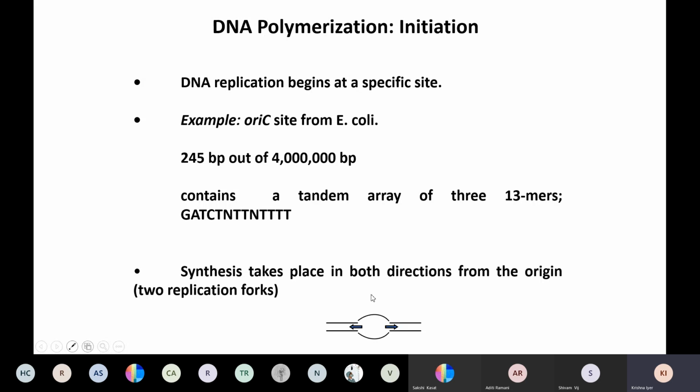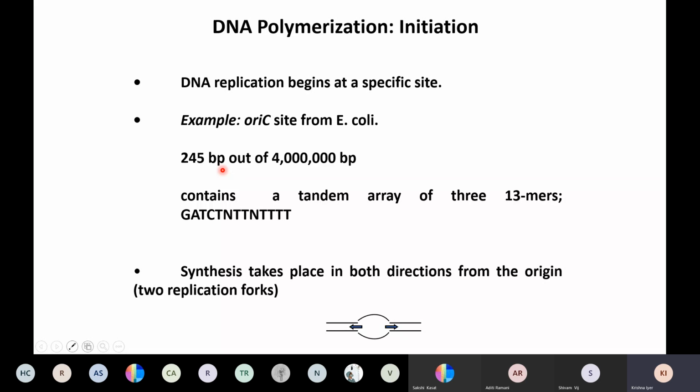Now, typically, this origin of replication has some unique properties. In the case of E. coli, for example, it is a stretch of around 245 base pairs, out of a total of 4 million base pairs that E. coli has. This region of 245 is where the replication will always start. So in other words, the beginning of the replication of the circular genome of E. coli, or for that matter many other bacteria, doesn't begin at random anywhere along the circular DNA, or in the case of linear chromosomes, anywhere along the linear chromosome.